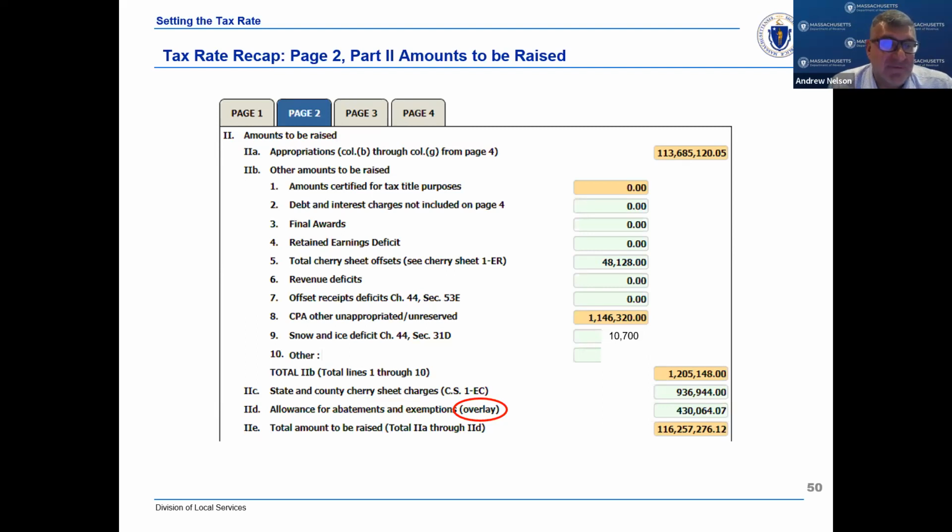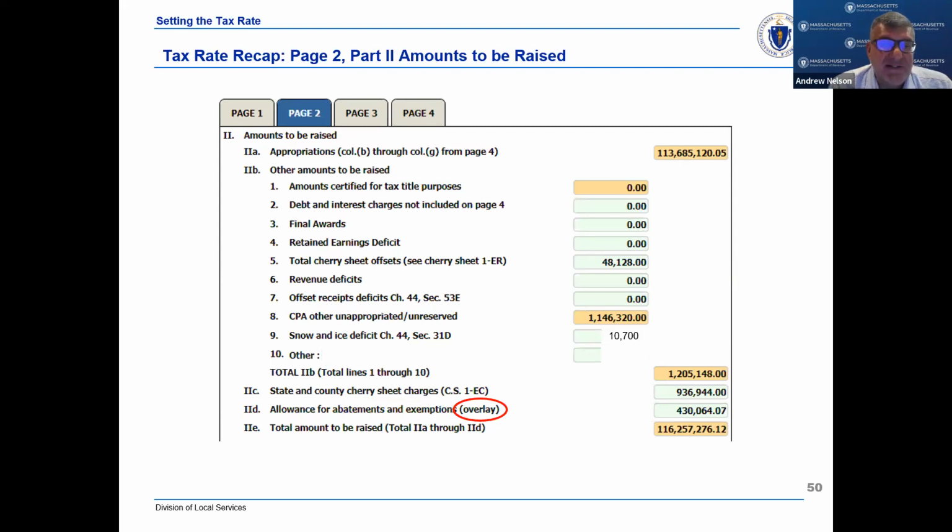A retained earnings deficit is now a line here on page 4. That is any deficit that you had in your enterprise fund that you carried over, that the enterprise fund isn't going to be able to provide for through itself. Then it's going to be raised here.